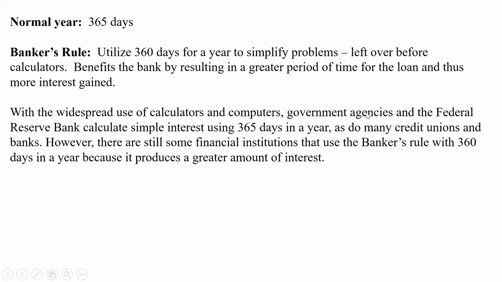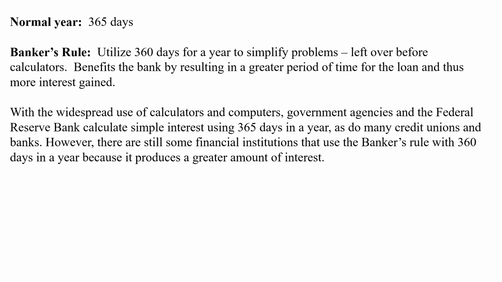All right, so in banking, there have been several things as far as how things worked. A normal year is 365 days, and so that would be what we would use for most cases. In leap years, it'd be 366 days, but we don't really worry about that. We just take the average of 365. Now, the banker's rule says, okay, we're going to use 360 days for a year to simplify problems. This is a leftover from before calculators, and really it benefits the bank by resulting in a greater period of time for the loan and thus more interest gained for them.